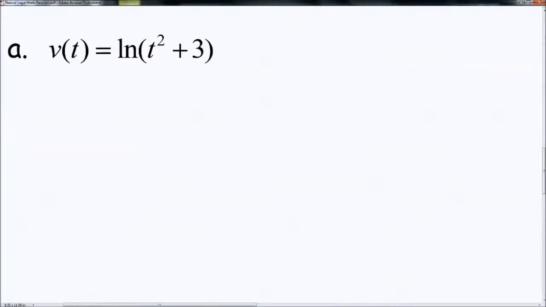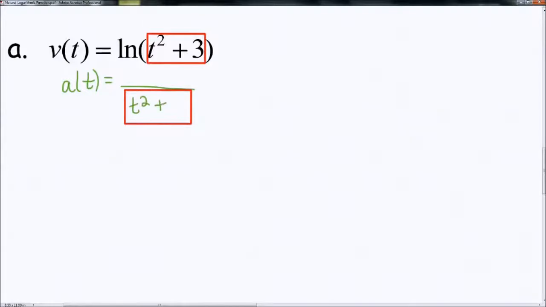Alright, we're going to find our derivatives. Part 1. V of t is equal to ln of t squared plus 3. Well, I'm taking the derivative of ln of something. What's in my box, I'm going to rewrite in the denominator, so t squared plus 3. And then whatever's in my box, I'm going to put its derivative on top. So the derivative of t squared plus 3 is 2t.